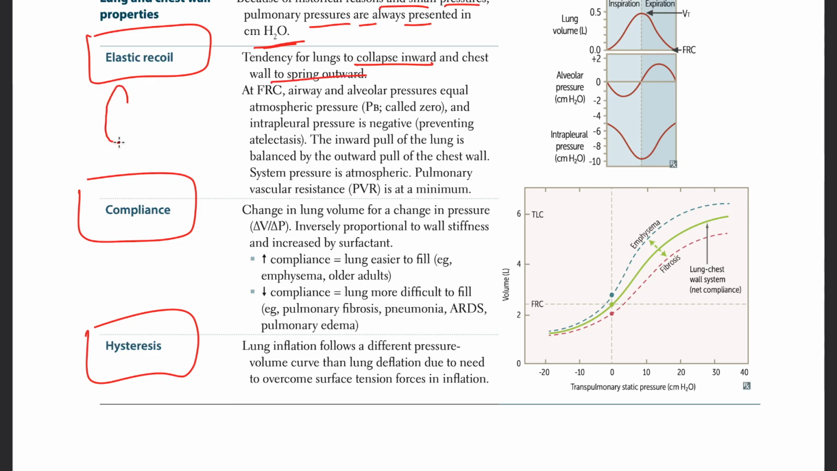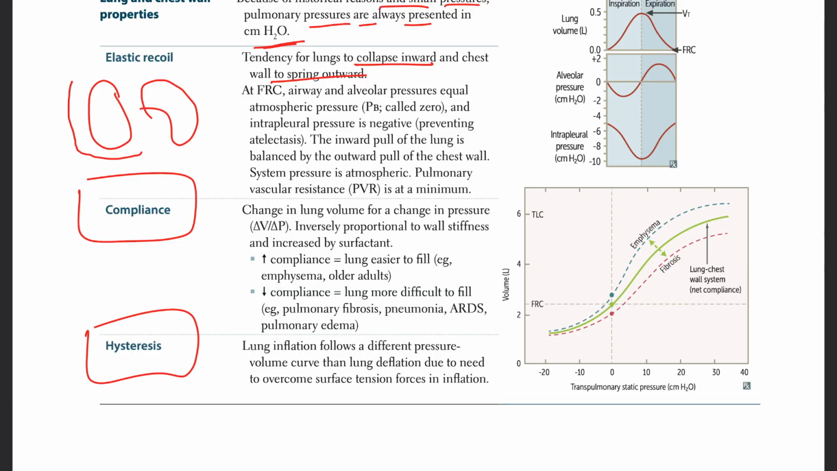If I draw a lung here, and I'm bad at drawing, guys, but bear with me, let's say this is a lung and this is a chest wall. The lung is trying to pull in all the time because of elastic recoil, and the chest wall wants to spring outwards. So a pressure is developed just by these opposite forces acting on each other.